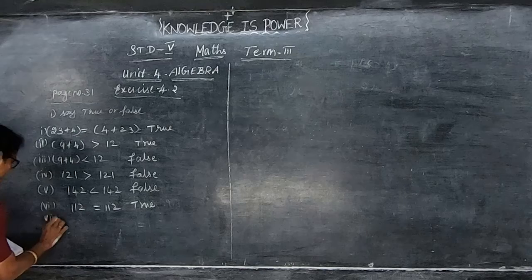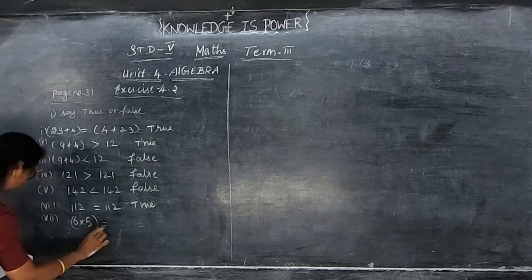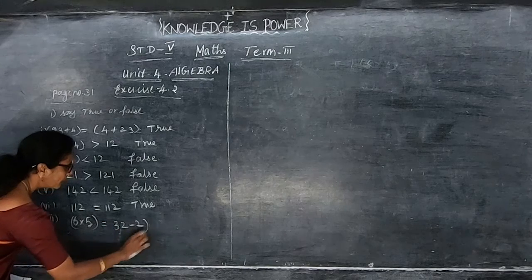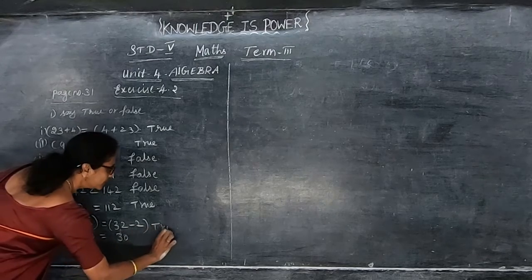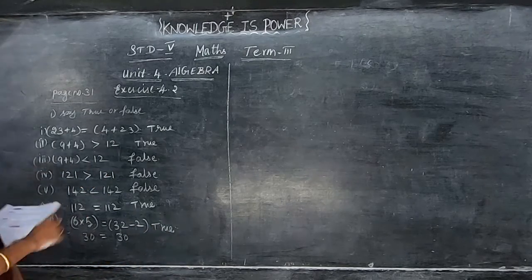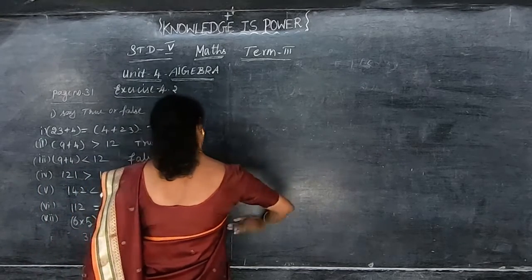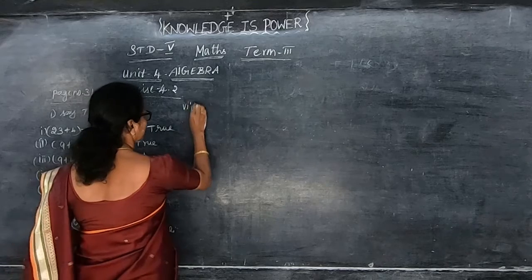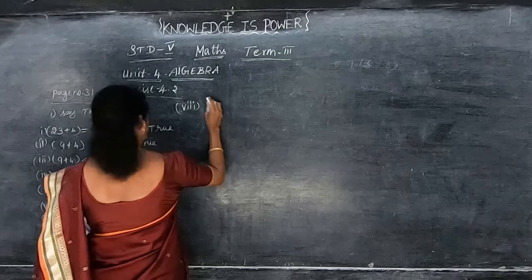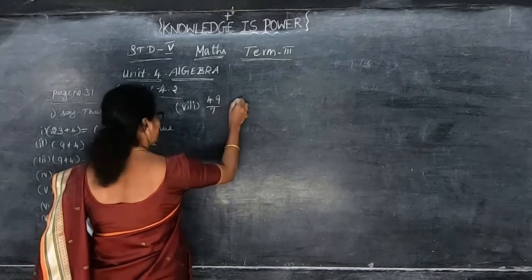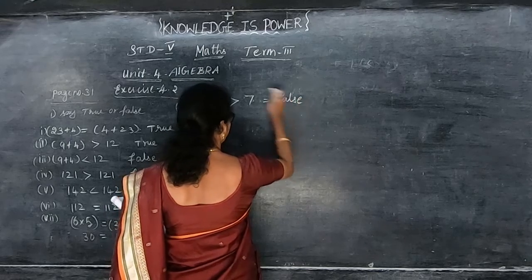And seventh one, 6 into 5 is equal to 32 minus 2. So 6 5s are how much? 30. 32 minus 2 is how much? 30. So that is equal. So this is true. Eighth sum, 49 divided by 7 is greater than 7, that is false. This is equal only, okay, false.